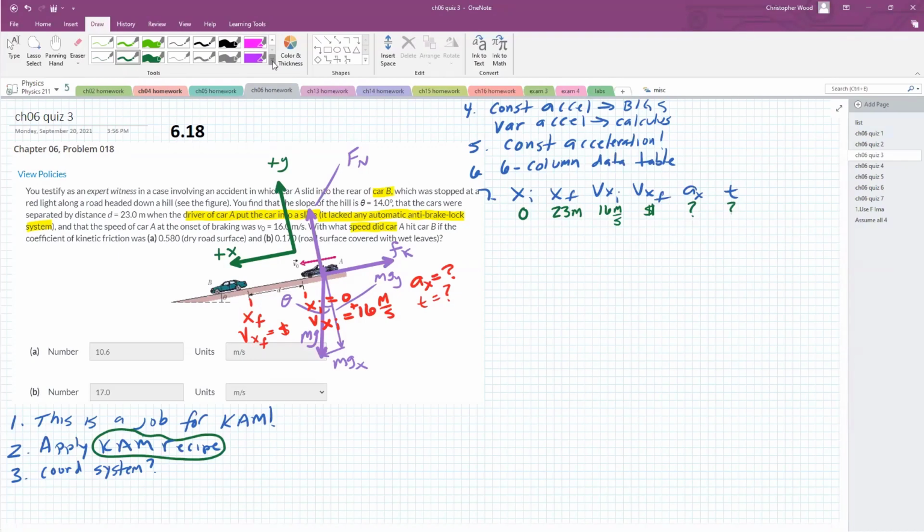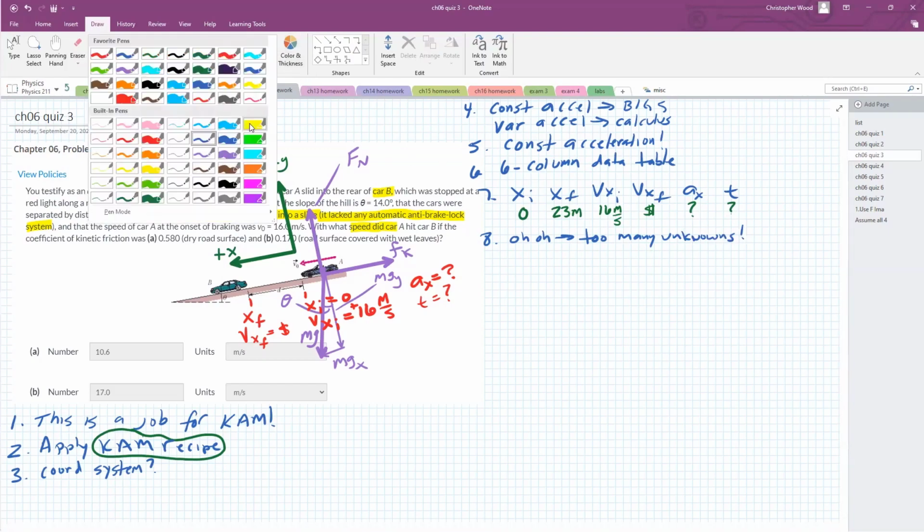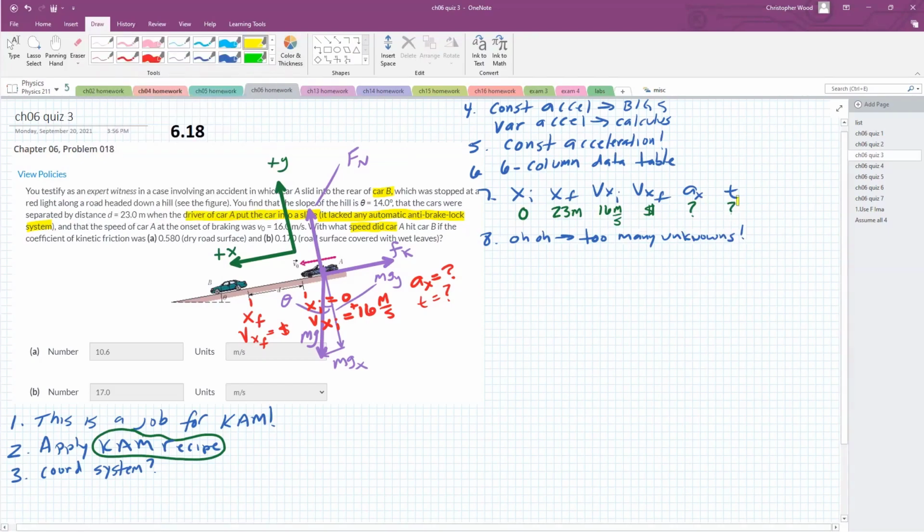So for number 8, I'm going to write: too many unknowns. But you're not going to panic. And how do I know there are too many unknowns? Because I don't know time, I don't know acceleration, I don't know final velocity. That's too many unknowns. So now what is the question? Number 9, now what?